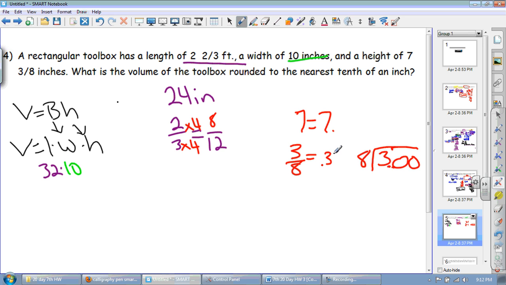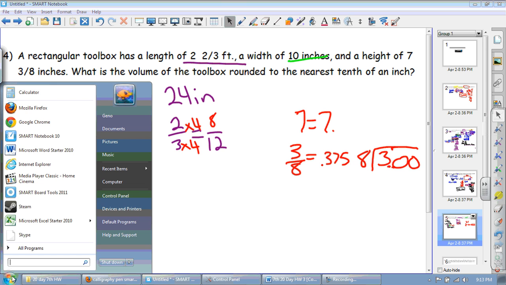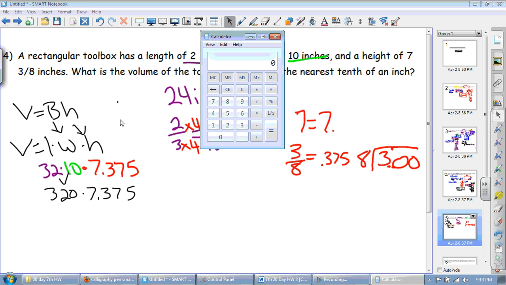So we have 32 times 10 times 7.375. Okay. Multiply this out. 32 times 10 is 320, times 7.375. You might not like me for it, but I'm going to do it anyway. 320 times 7.375 equals 2360.